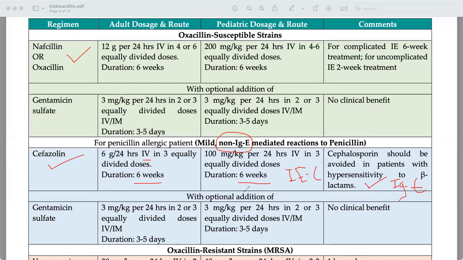And same with optional addition of gentamicin sulfate. Gentamicin, it is not mycin, not MY, it is MI, gentamicin, because it is obtained from Micromonospora purpurea species. That's why. Aminoglycoside antibiotic, yes. Dose is same as we previously discussed here, 3 milligram per kg, and duration is also same, 3 to 5 days. But what are the contraindications? Look for the ototoxicity and nephrotoxicity.